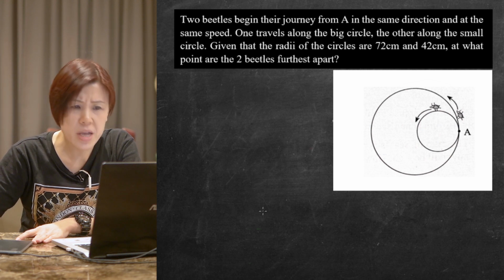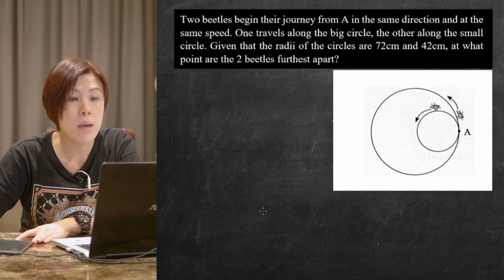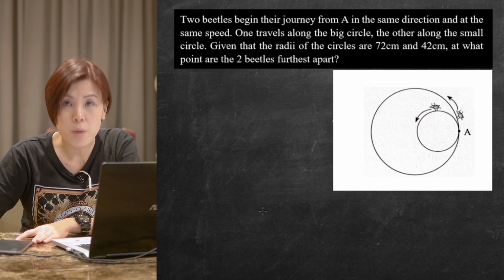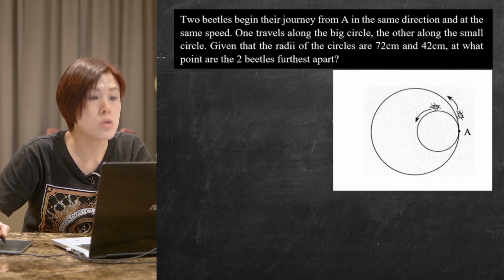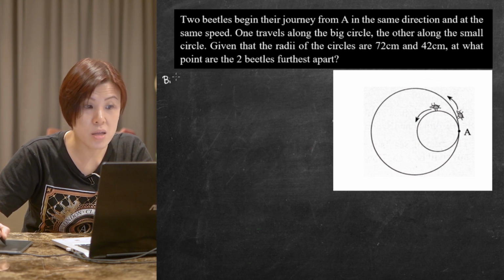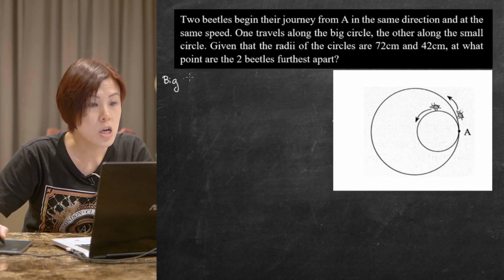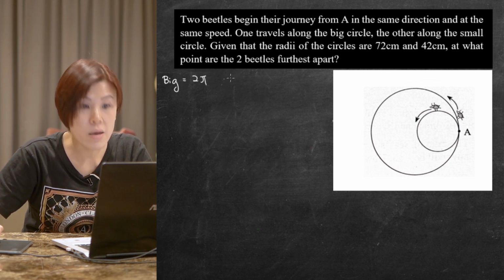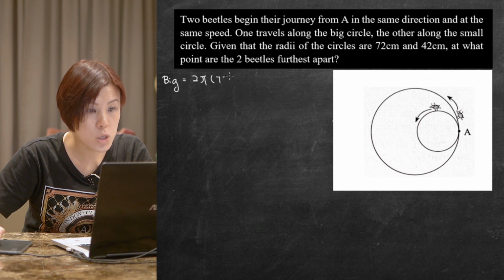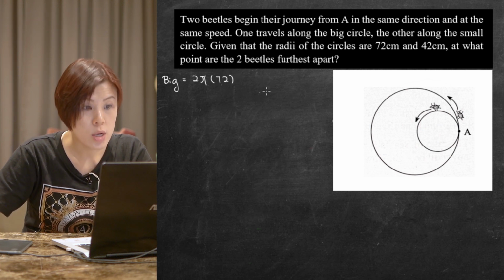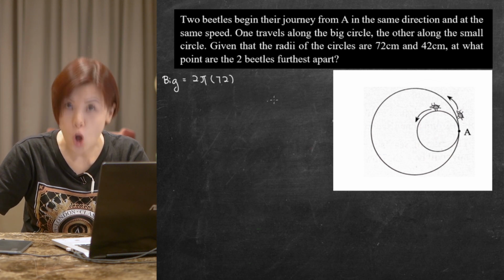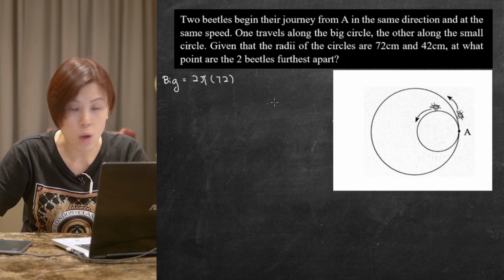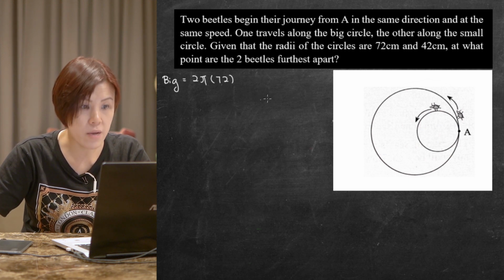The big circle has radius 72 cm. As we know, the circumference formula is 2 pi r. I will put "big" to represent the circumference of the big circle, which is 2 pi times 72. That is the distance traveled by the beetle on the big circle to complete one round. I'm going to leave the circumference in this form.